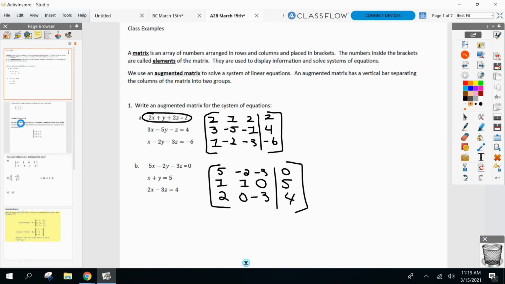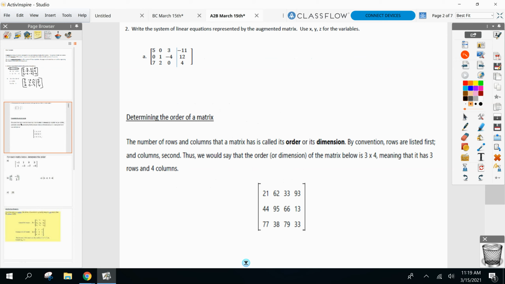All right, let's go backwards now. I'll give you the matrix. You give me the 3 equations now. All right, so for 2A, I have the matrix there. Use x, y, and z as your variables, and tell me what my equations must have been. You see some zeros there. That means the variable isn't there for that equation.